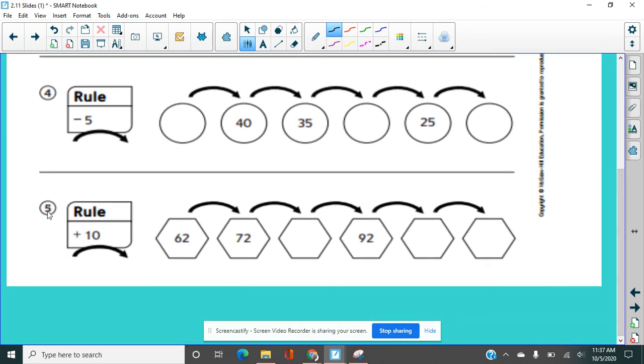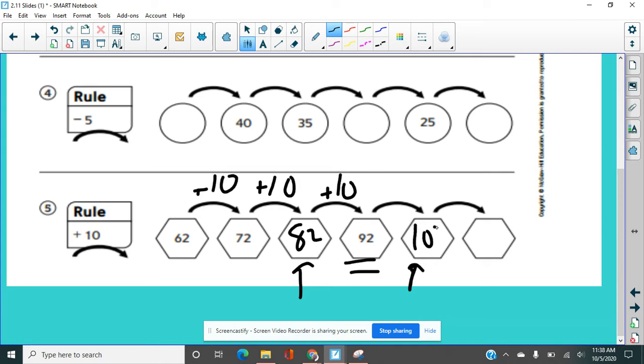So number 5 is plus 10. Plus 10, plus 10. All right, what should go there? 82, right? Plus 10. Is this one right? Sure it is, right? 82 plus 10. What should go here? 102. 102 plus 10 more, 112.